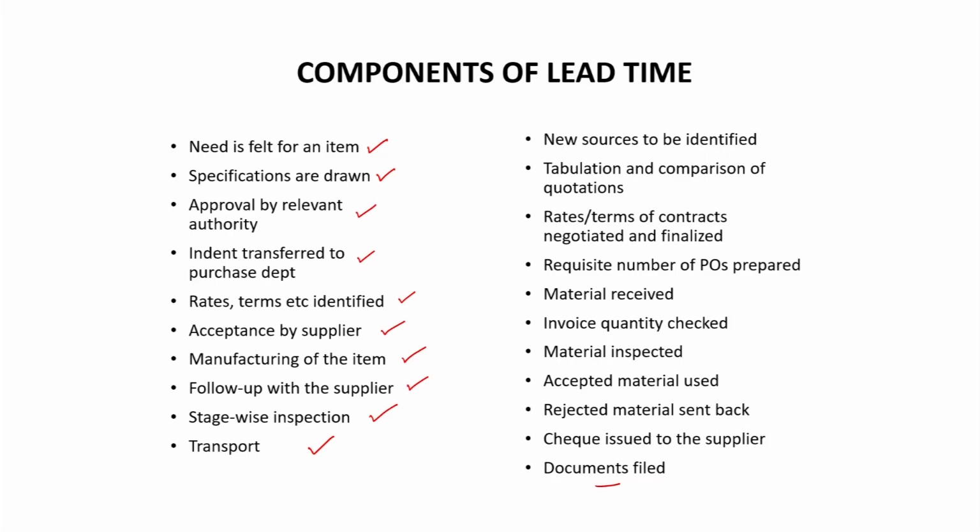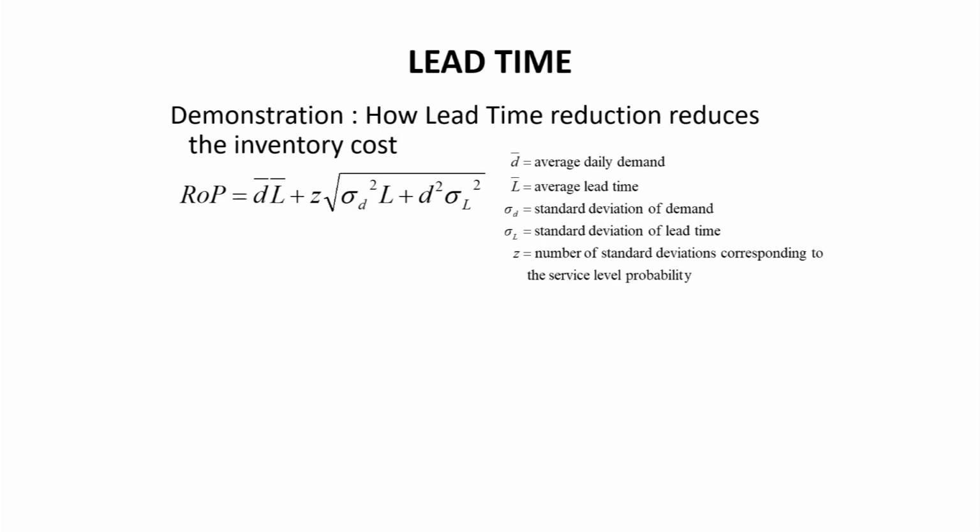So, any process if it is taking more time, that will lead to higher lead time. So, we should see that it is a kind of business process re-engineering. You can do the re-engineering of your purchase process, so that lead time can be reduced.